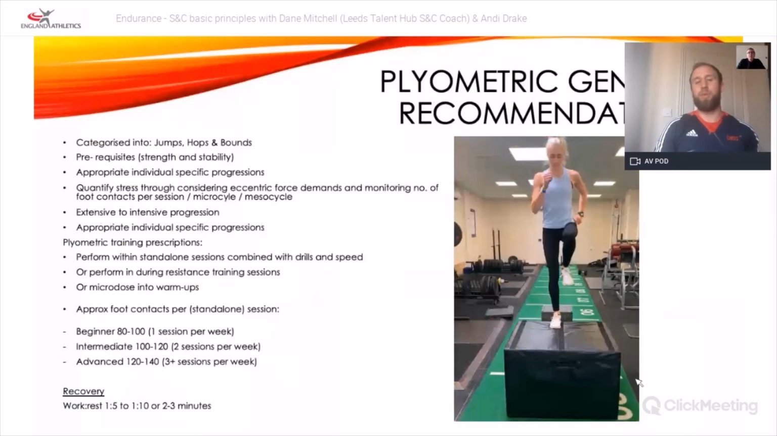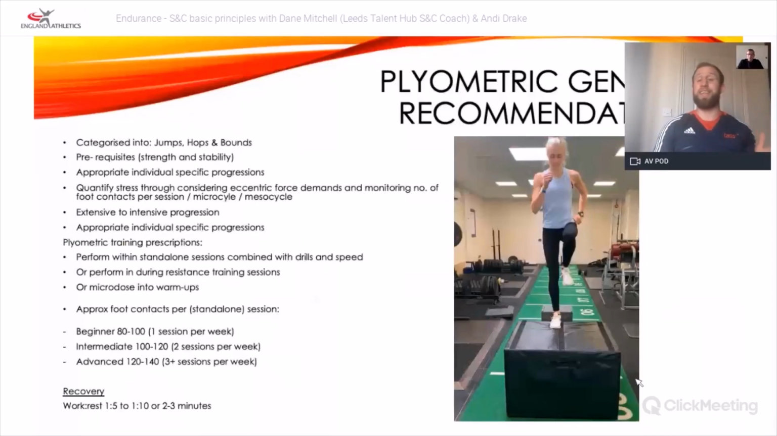A good idea when you're considering plyometrics as well is to quantify the stress that you're placing. So in your training diary, write down how many reps and sets you did, write down what plyometric exercise you did, and don't suddenly increase that too much. Again, start really, really light, really gentle, because they have an injury risk.